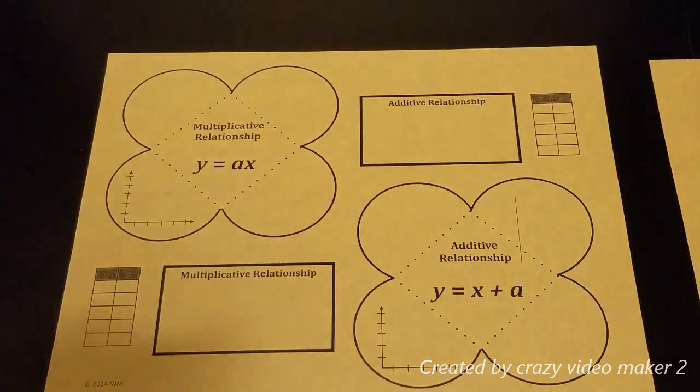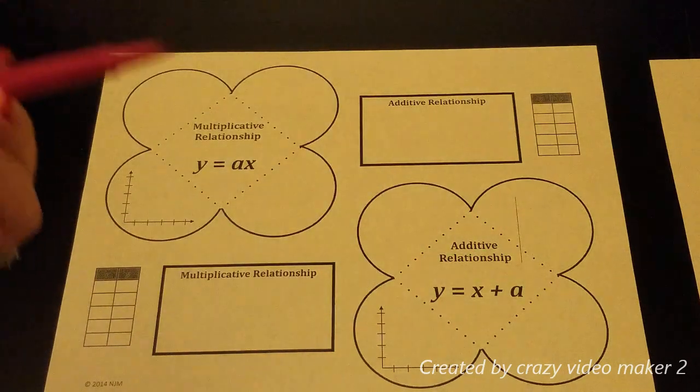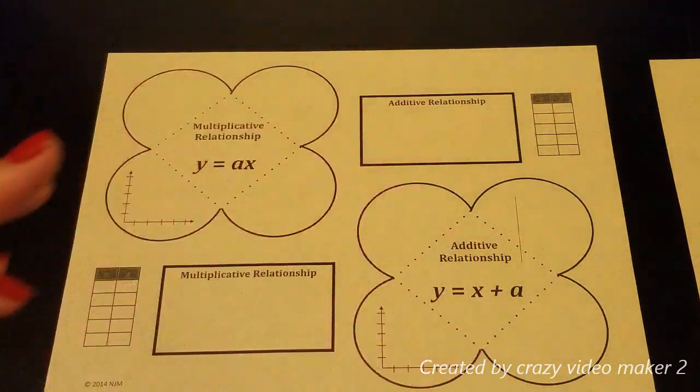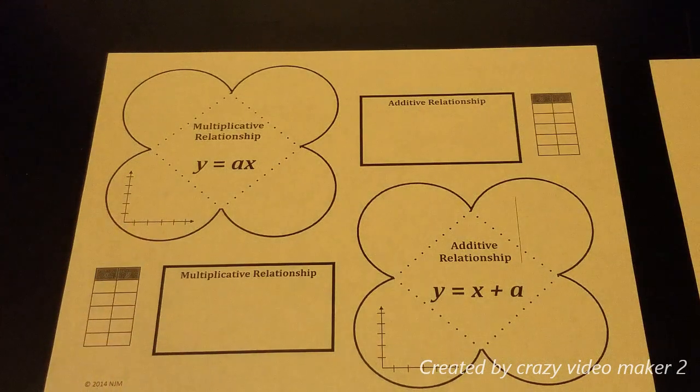Then we have additive. And additive, well, you're taking your x and you're adding something to it every time, and you're always adding the same thing. So with multiplicative and with additive, the key is that you are either multiplying by the same number every time for multiplicative or adding the same number every time for additive. So we're going to go ahead and we'll start. We're going to fill out the additive one.